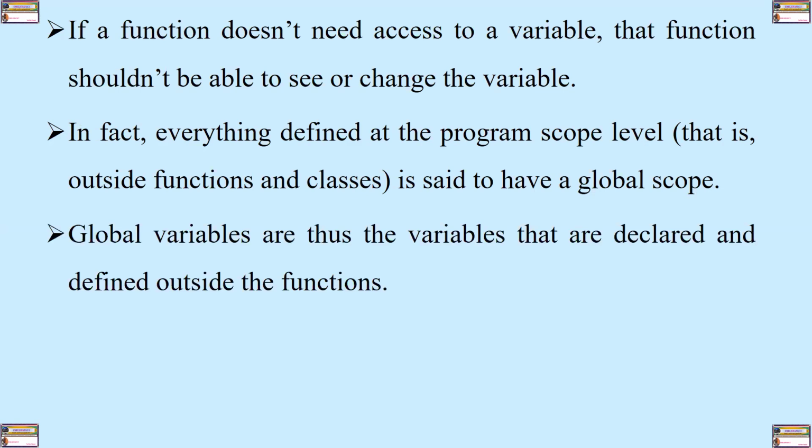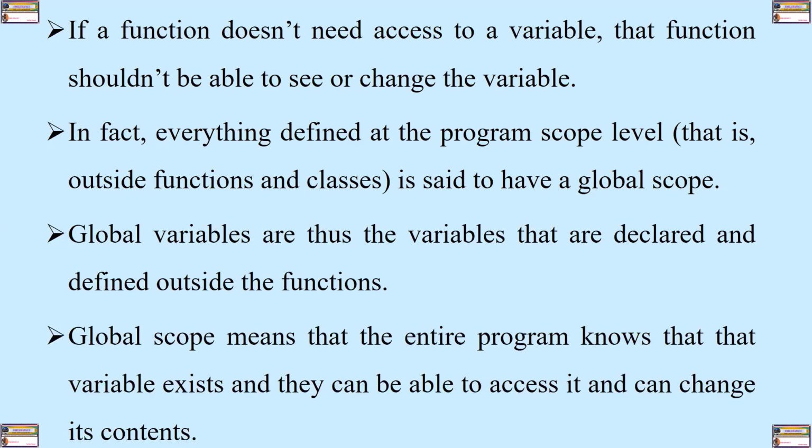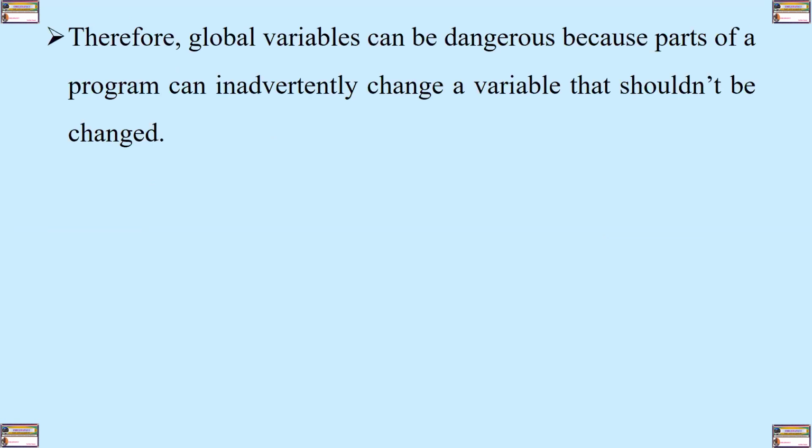So global variables are those variables that are declared and defined outside the functions. Global scope means that the entire program knows that a variable exists, and can access it and change its contents. Therefore, global variables can be dangerous because parts of the program can inadvertently change a variable that shouldn't be changed.